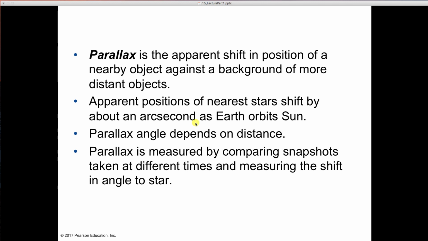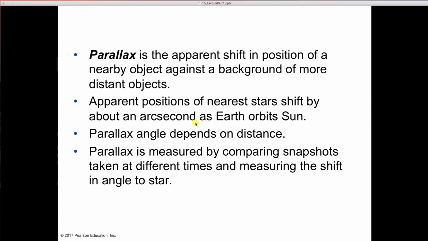What it is, is the apparent shift in position. The word apparent again means it appears to shift in position. It isn't really shifting in position. It just appears to be shifting. It's the apparent shift in position of a nearby object against a background of more distant objects. So if you think about driving down the road and you see some trees kind of close to the road, but then there's other trees way far away across some farm fields, it looks like the position of the nearer tree is changing relative to the farther trees as you're moving down the road.